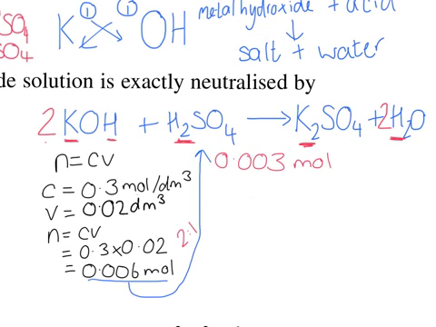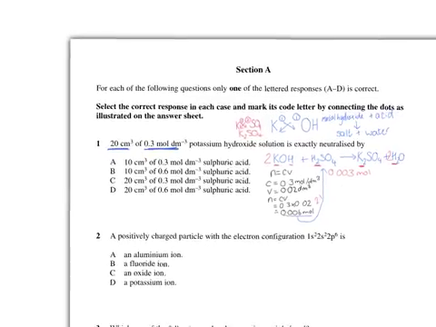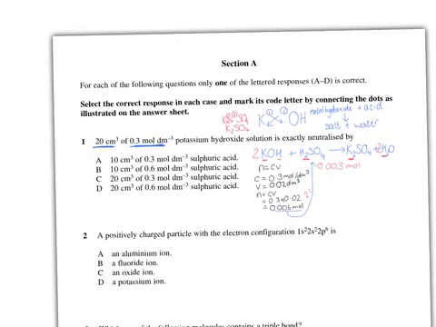Okay, so now we need to go back to the options that they gave us in the question. We'll do this off to this side. Hopefully you can still see that. So remember, we need 0.003 moles of sulfuric acid. That's our aim. So we need to go through each of these options and see which gives us 0.003 moles. So the first option, option A, is 10 centimetres cubed of 0.3 moles per decimetre cubed.